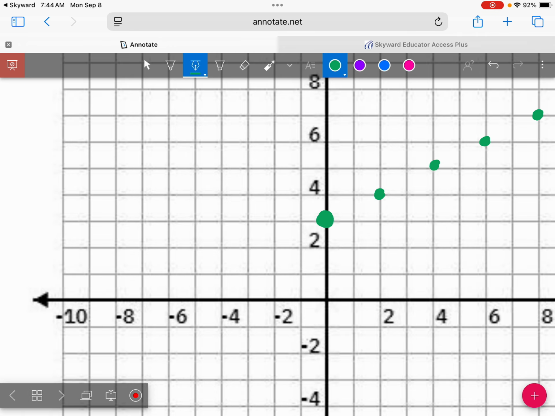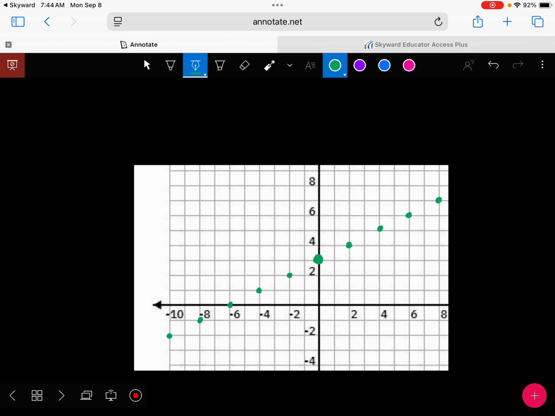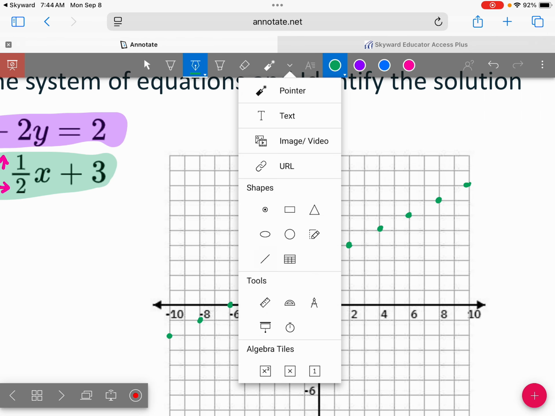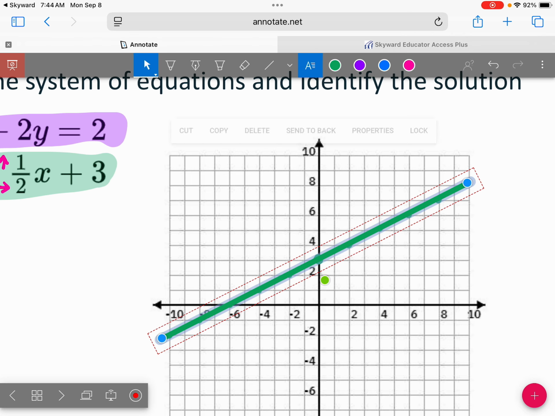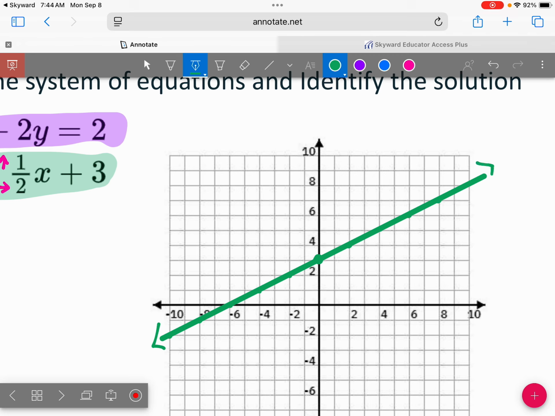Or I could go down 1, left 2. Down 1, left 2. It does not matter which direction we go as long as we are careful about which tool we use for it. So our line should look like this. So that's our green line.